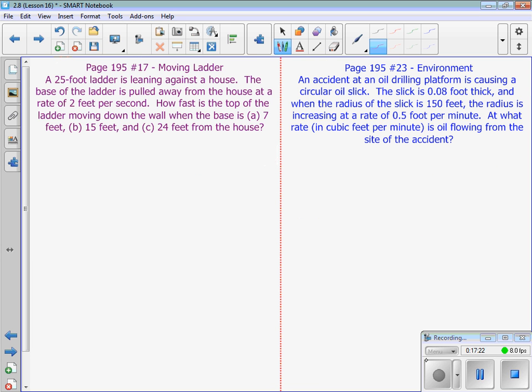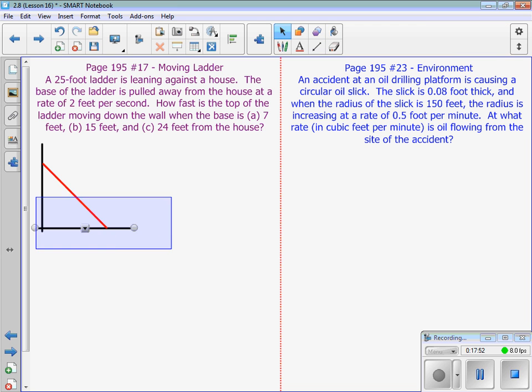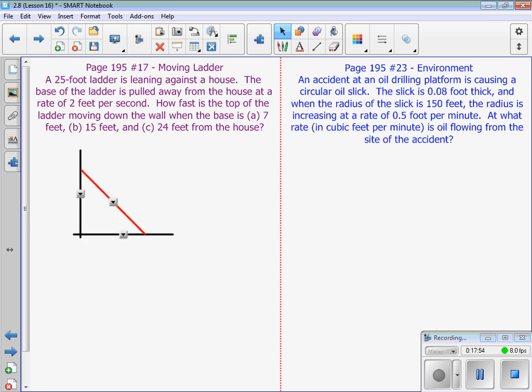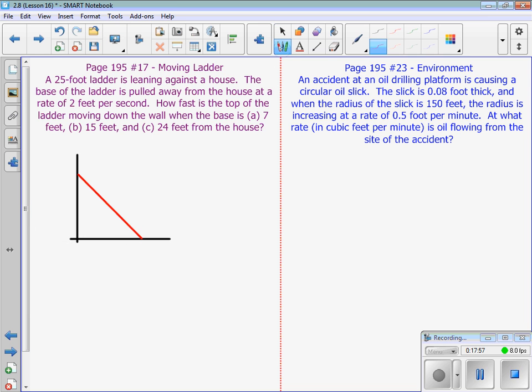Okay, moving ladder. This is a very common type problem for these type of questions. Okay, so we've got a ladder leaning against a house, so we need a picture here. So I'm going to have my beautiful house over here, and I'm going to have the ground down here, and then I'm going to have this amazing ladder here. It just starts falling. Yep. Okay, so we've got this ladder leaning against a house. So it forms this nice right triangle, doesn't it?